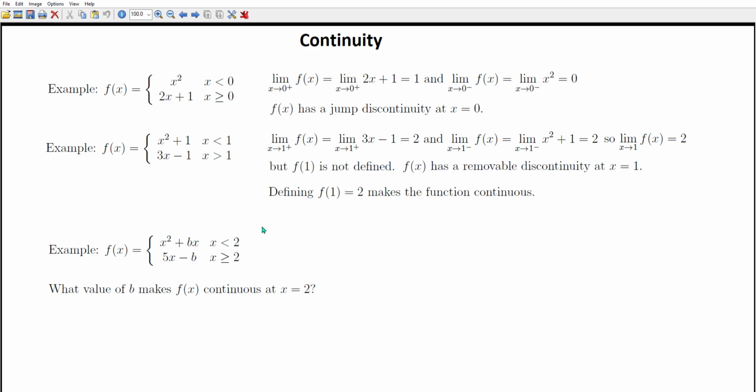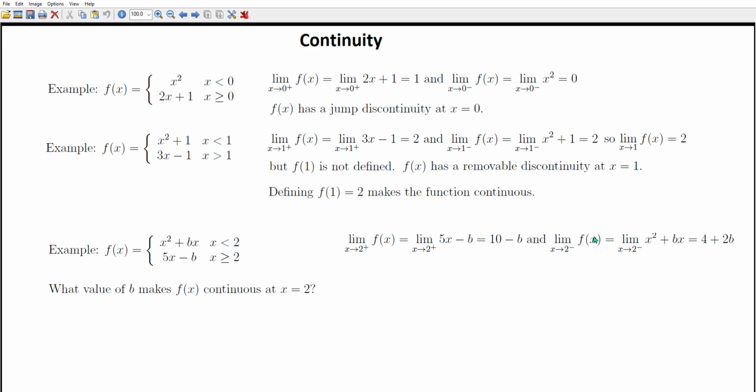Now let's look at the following function. f of x is x squared plus bx when x is less than 2, and it's 5x minus b when x is greater than or equal to 2. What value of b makes f of x continuous at x equals 2? Well, the limit as x goes to 2 plus of f of x is 5x minus b. Put in x equals 2, get 10 minus b.